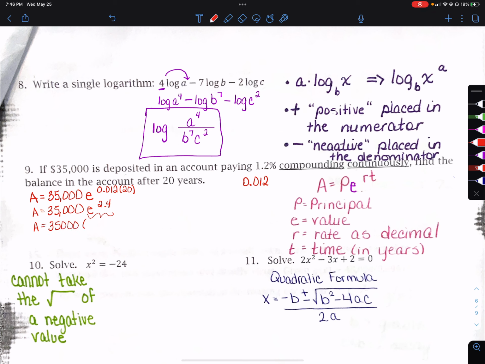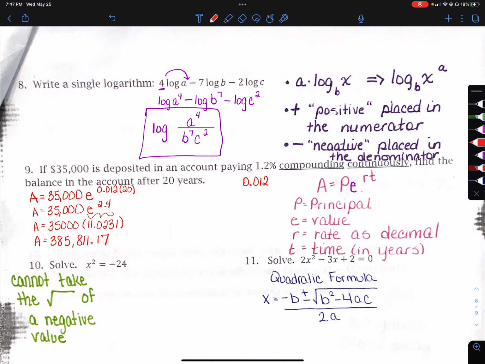35,000 times 11 and 231 ten thousandths. So multiply that together, and the amount that we will have in 20 years is $385,811.17. Okay.